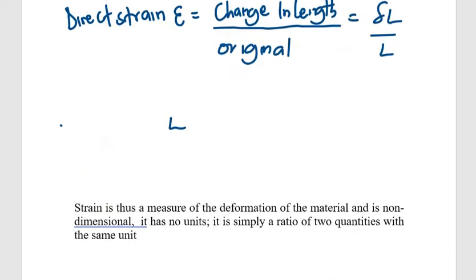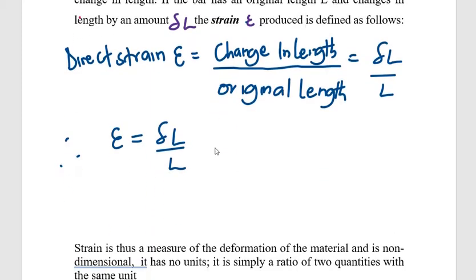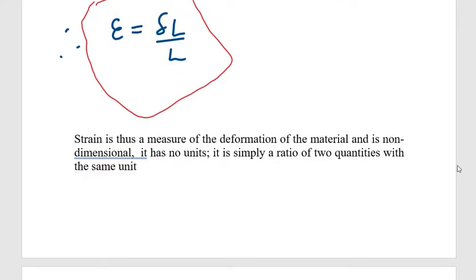Let's also discuss direct strain. If a bar is subjected to direct load and hence a stress, the bar will change in length. If the bar has an original length L and changes in length by an amount delta L, the strain epsilon produced is defined as direct strain, which equals the change in length divided by the original length, and this is equal to delta L divided by L, which is the original length. We must note that strain is a measure of deformation of the material and is non-dimensional because it is a ratio between quantities of the same units, and therefore this strain has no units.